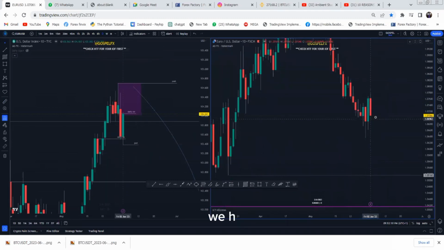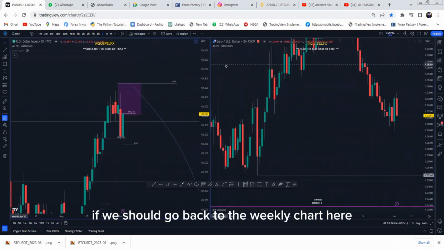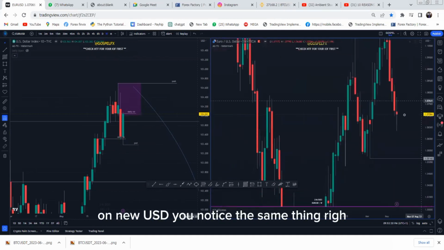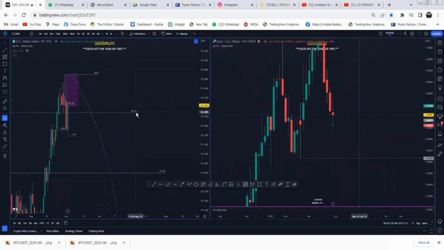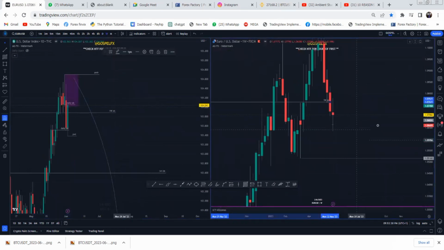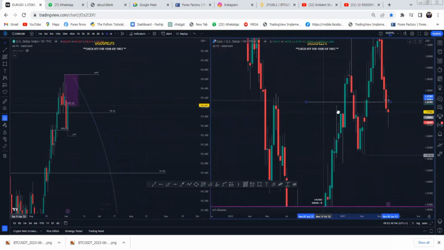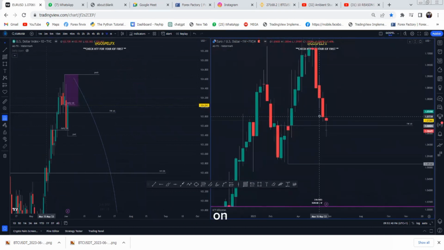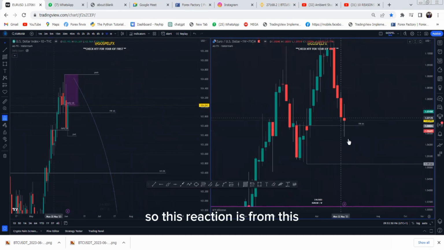Now we have been bearish on euro USD right down to this key level. If we should go back to the weekly chart here on euro USD, you notice the same thing. All right, we outlined a weekly order block on the dollar, which is this one. Okay, so let me just copy that and then we paste it here. So that's for the dollar. Let me just bring it down. This is the same weekly bullish order block here. On dollar is a bearish order block. On euro, we are having a better bullish order block. So this reaction is from this zone.